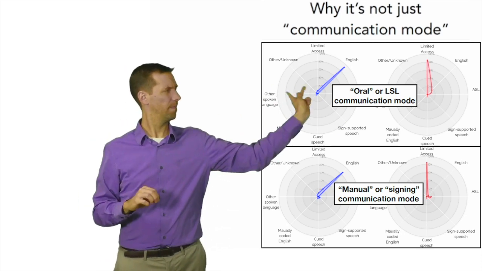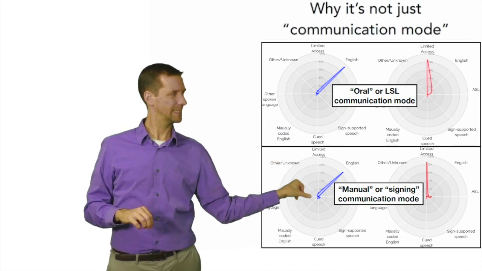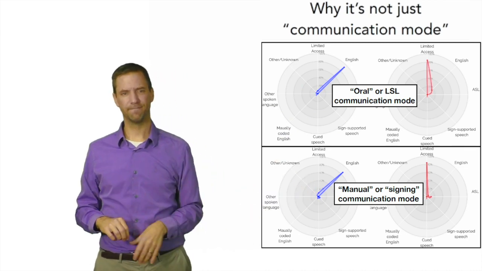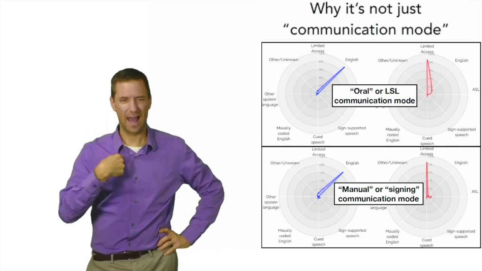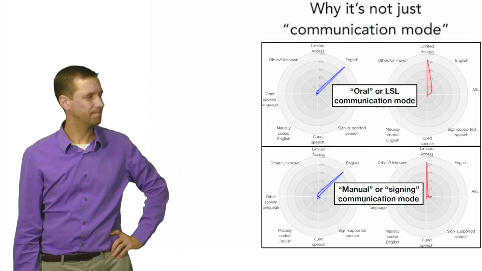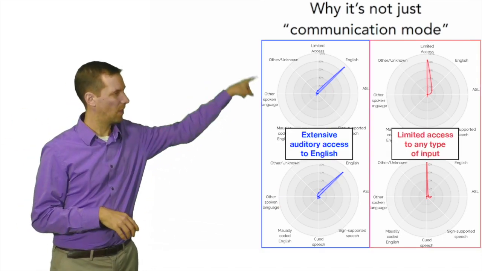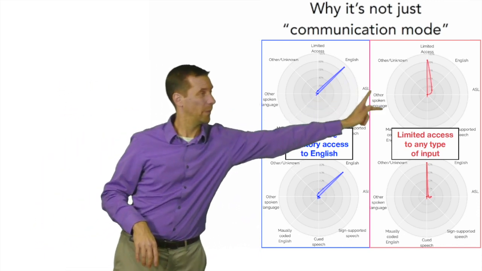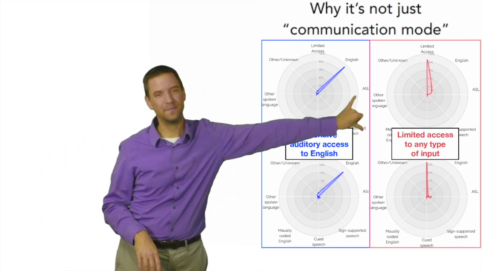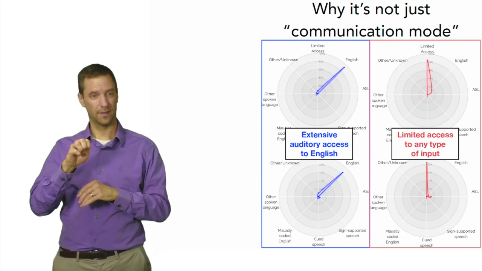And so once again, if we are relying on communication mode, we would categorize the top two children into one category with each other and the bottom two children into a different category with each other. And my question is, does that make sense? I don't think so. I think it would make a lot more sense to categorize the two children on the left together and the two children on the right together. And so that's how language access profiles work.